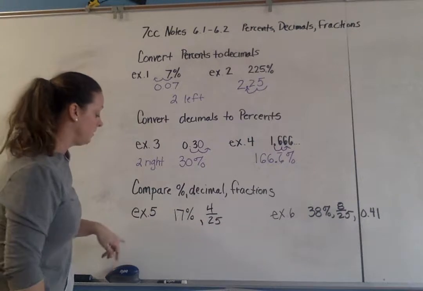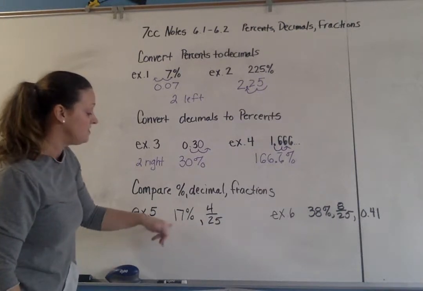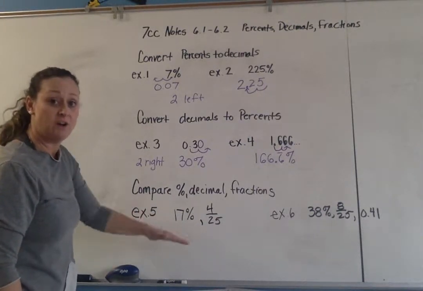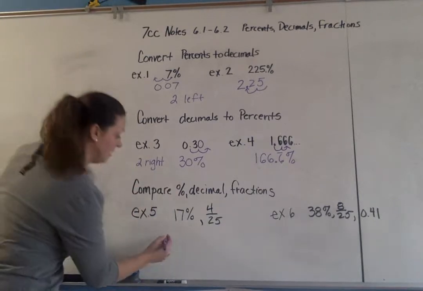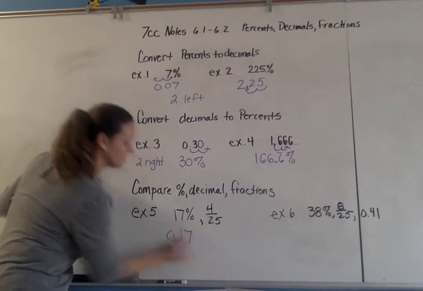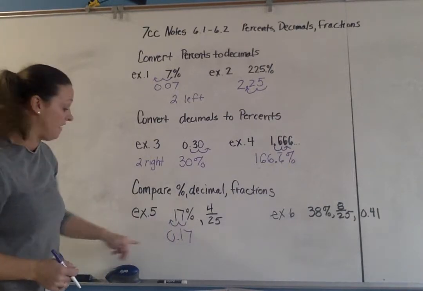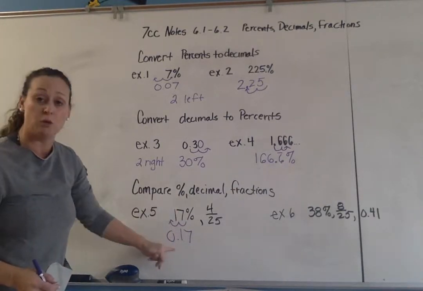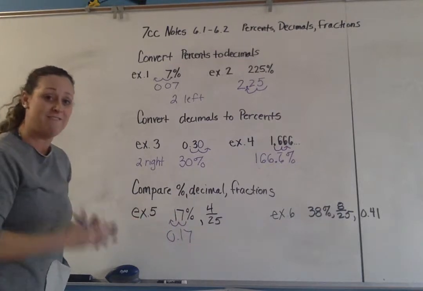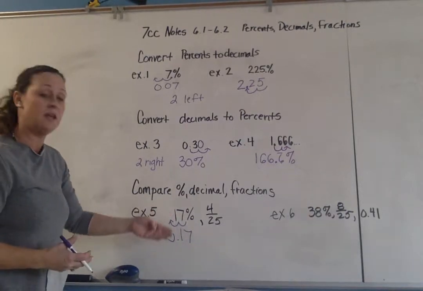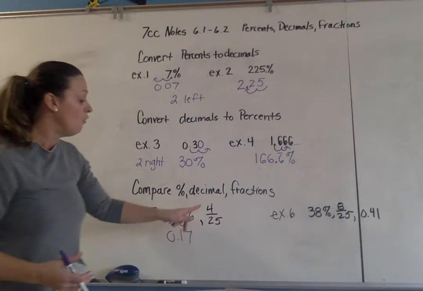So in this first example of number 5, I have 17%. That's 17 out of 100. That's 17 hundredths. And 17 hundredths looks like this, because I've moved 2 decimal places to the left. So 17% and 0.17 are equivalent values. One is written as a percent, one is written as a decimal.